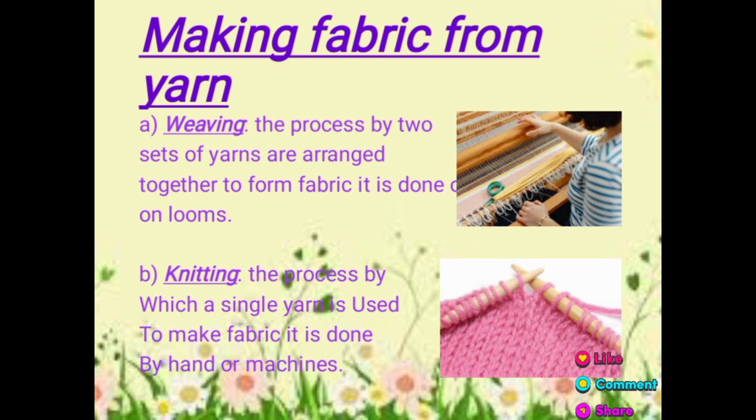Second one is knitting, the process by which a single yarn is used to make fabric. It is done by hand or machines. Here in knitting, we use only a single yarn, but in weaving, we use two sets of yarns to make a fabric. It is done by hands or machines. So at home itself we can make woolen fabric by knitting that yarn.